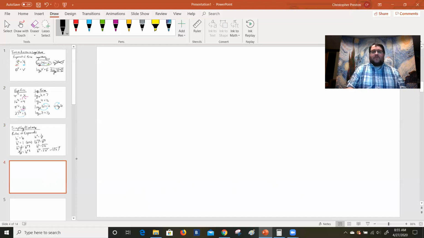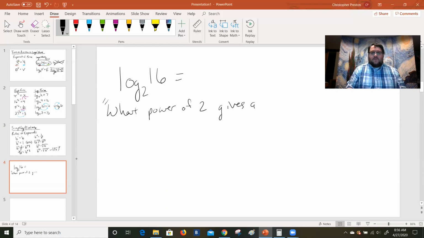And so again, we're looking for exponents. If I have log base 2 of 16, what this is asking me is, what power of 2 gives a result of 16? And that answer is the fourth power. That's the power of 2 that gives a result of 16. So that's how you'd figure out what goes there.